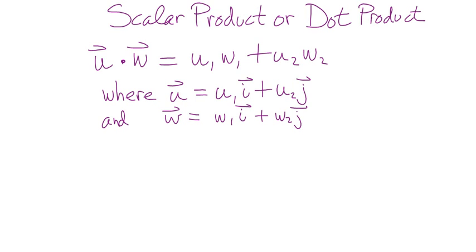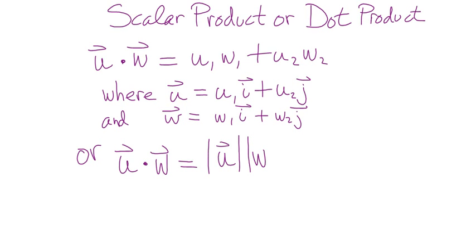Okay, so where U and W are the usual, it's like carried over. And then this could scale up. So I could write U3 k, U4 l, and so on, or write them as column vectors as well. Or, here's another definition for dot product. U dot W is also equal to the magnitude of U times the magnitude of W cos theta.